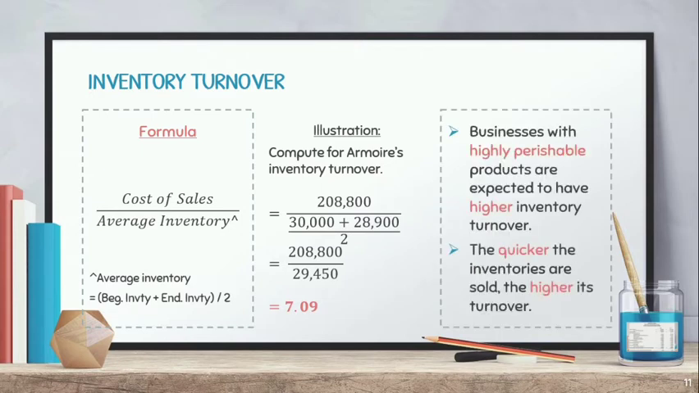So, unsa may significance ani? Businesses with highly perishable products are expected to have higher inventory turnover. The quicker the inventories are sold, the higher its turnover. So, depende siya sa company standards bitaw if unsa ang ilang desirable nga inventory turnover, or pwede nato siya i-compare ang atong turnover sa turnover sa ubang company. So kaning 7.09 relative ang atong interpretation ani.